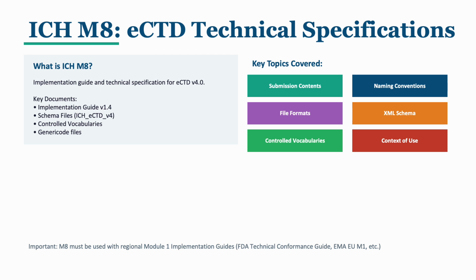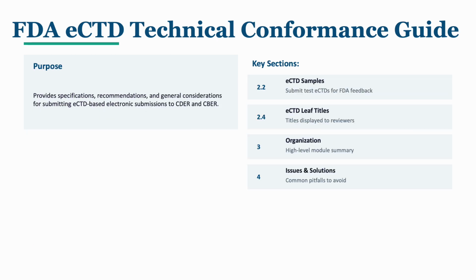One critical point: M8 must be used in conjunction with Regional Module 1 implementation guides. The FDA eCTD Technical Conformance Guide is FDA's region-specific companion to ICH M8. Key sections include Section 2.2 on eCTD samples. Importantly, FDA allows companies to submit test eCTDs for feedback before actual submissions. Section 2.4 covers eCTD leaf titles. Section 3 reviews the organization of all modules and subsections. Section 4 covers issues and solutions.